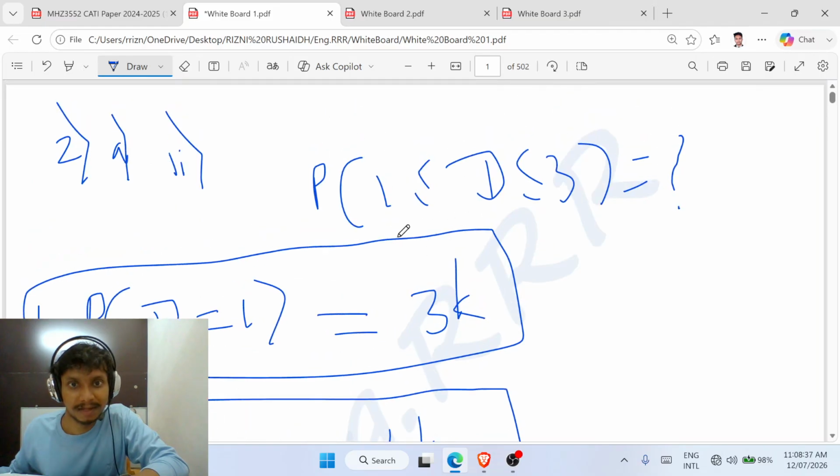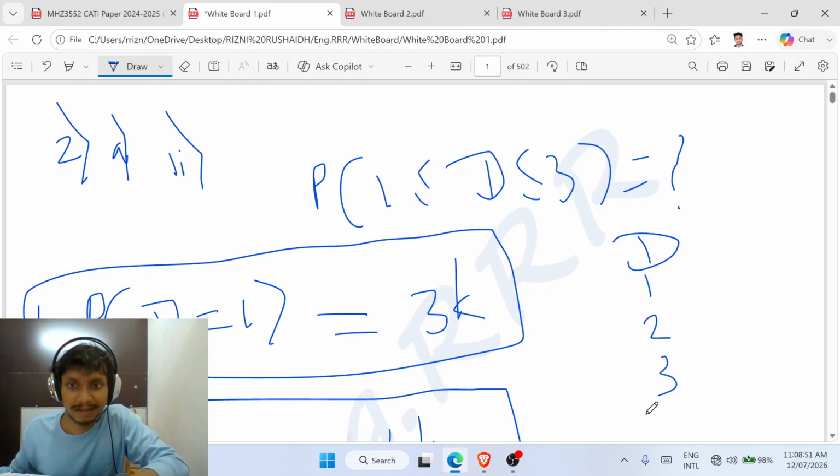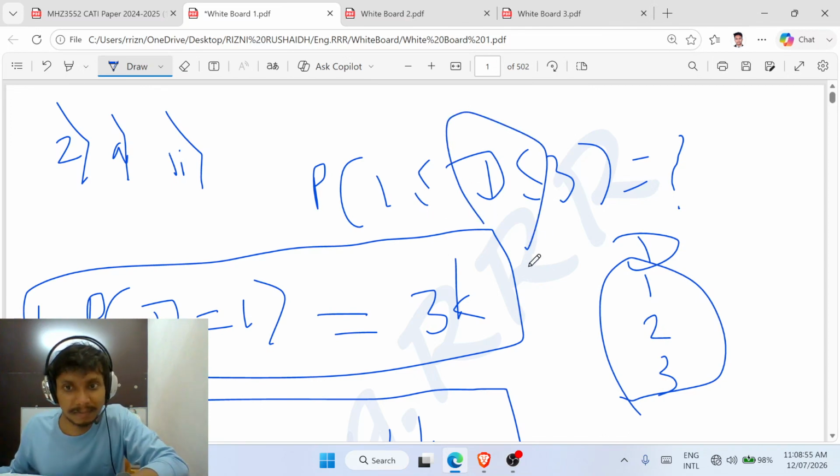Here we have to find P(1 ≤ D ≤ 3). What is the meaning of this? D is greater than or equal to 1 and less than or equal to 3. Therefore, D may be 1, 2 or 3. D is a whole number. Therefore, D may be 1, 2, 3.